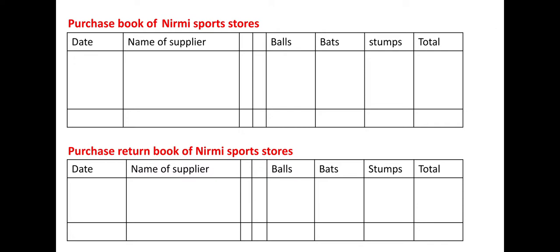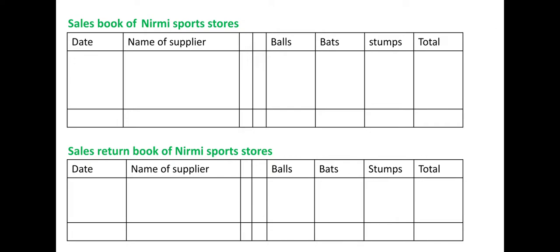So I have prepared three separate columns for them. Other columns you know very well: date, name of supplier, inward invoice number, LF. Due to space problem, I have not written LF and inward invoice number, but I request all of you to do that. And the last column is for the total of all items. Students, quickly draw these books. Prepare all four books: purchase book, purchase return book, sales book, and sales return book.